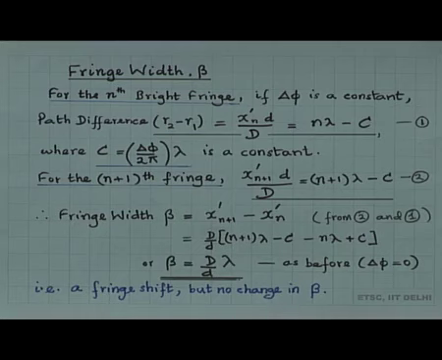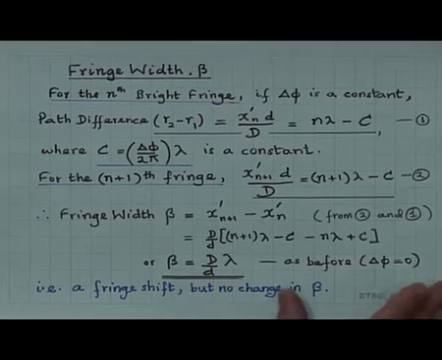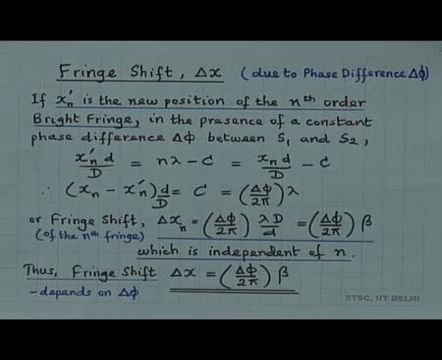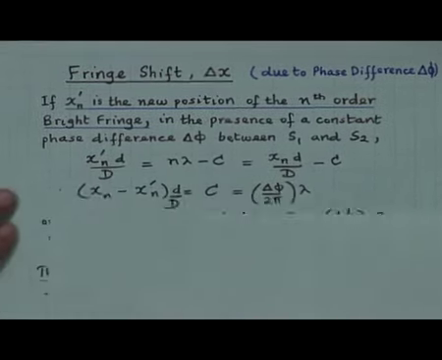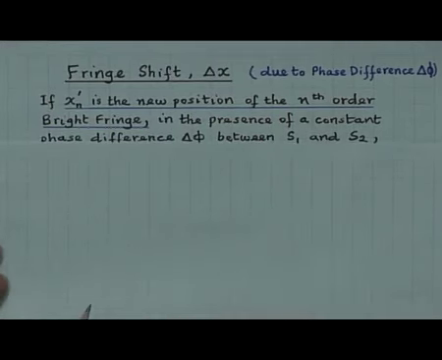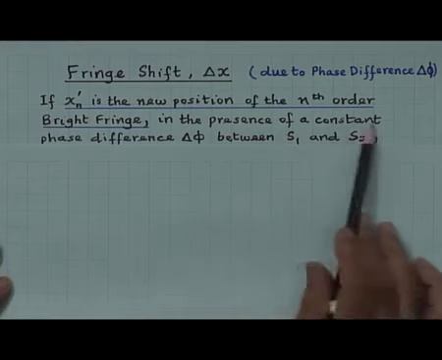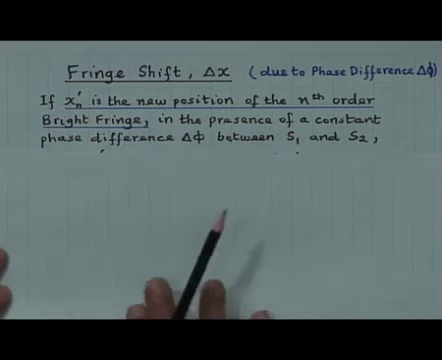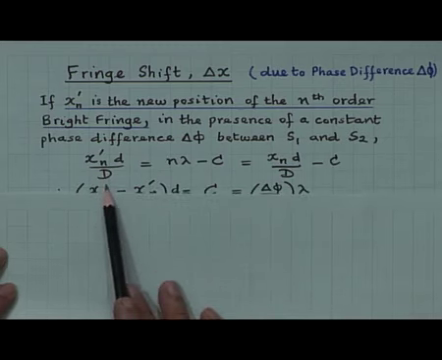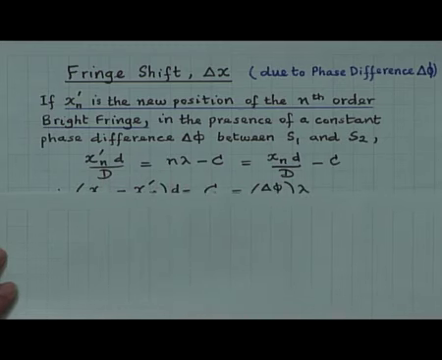So, what does this mean? Let us calculate this first. What is the fringe shift in terms of the geometry? So, let me calculate the fringe shift. Therefore, the fringe shift is given by: x n dash is the new position of the nth order bright fringe in the presence of a constant phase difference delta phi between S1 and S2. So, x n dash into d by D is equal to this condition.